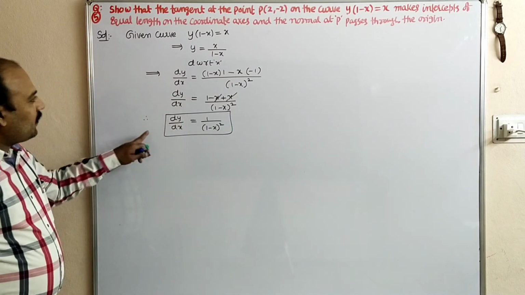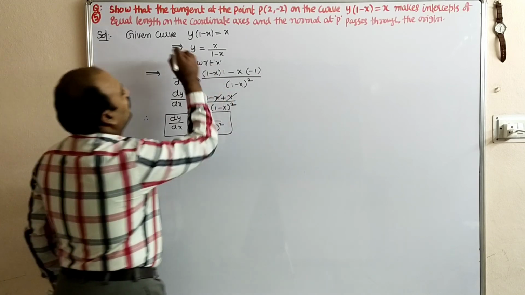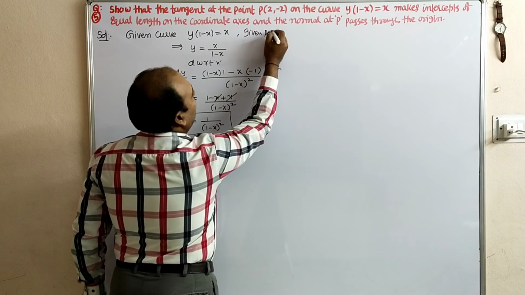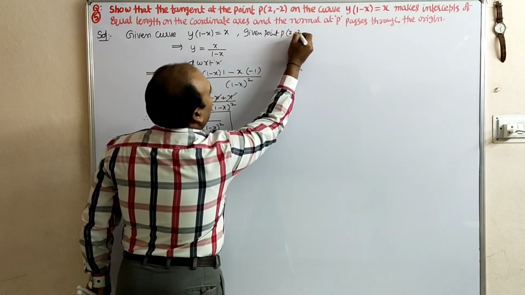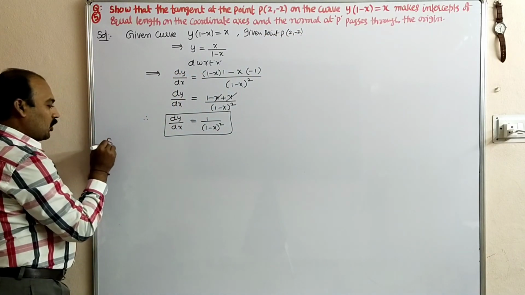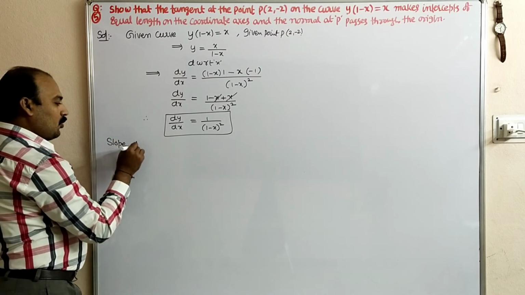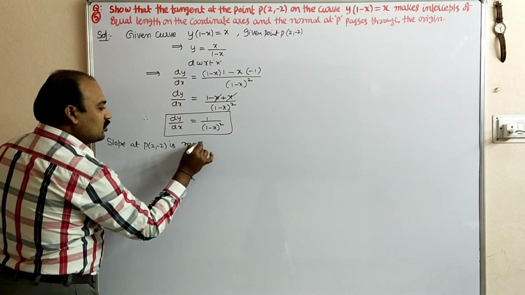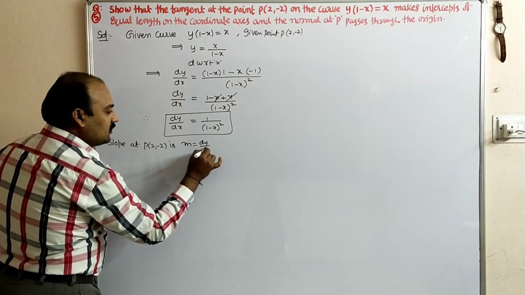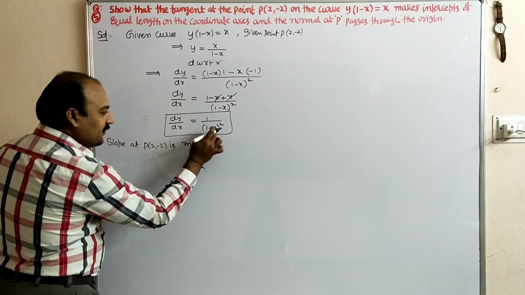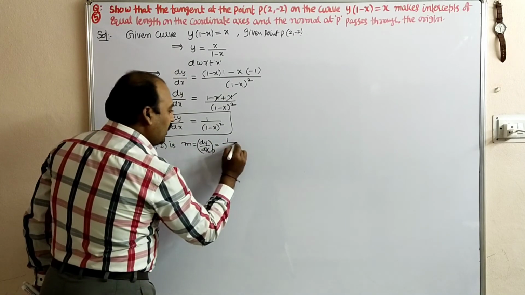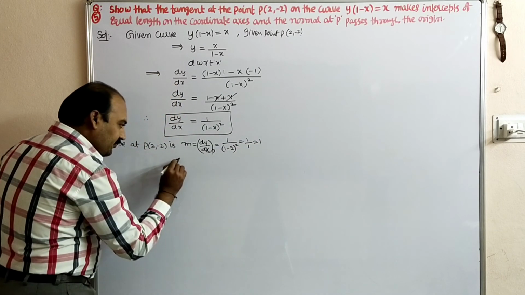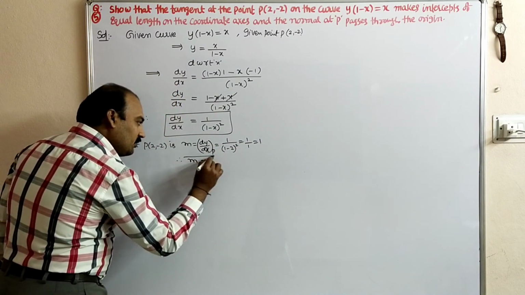We got the slope. Slope at what point can you calculate? Write down the given curve and point also. The given point P is 2 comma minus 2. So the slope at point P, 2 comma minus 2: m equals dy by dx at P. In place of x substitute 2: 1 by 1 minus 2 whole square, which is 1 by 1, which equals 1. Therefore m is equal to 1.